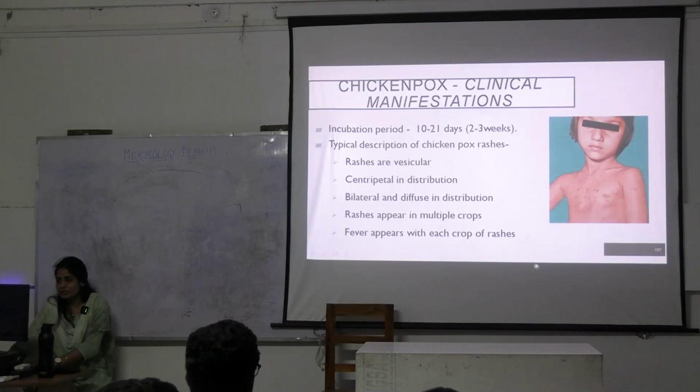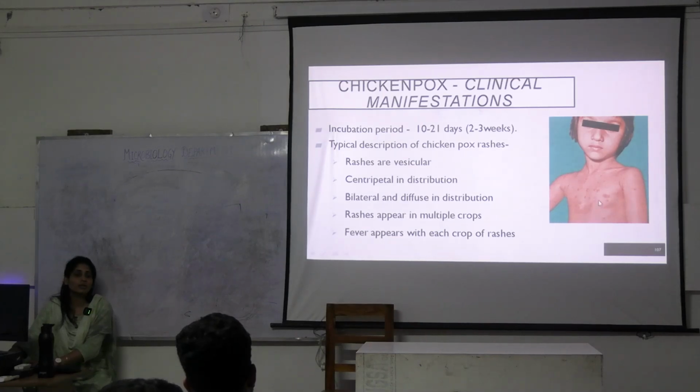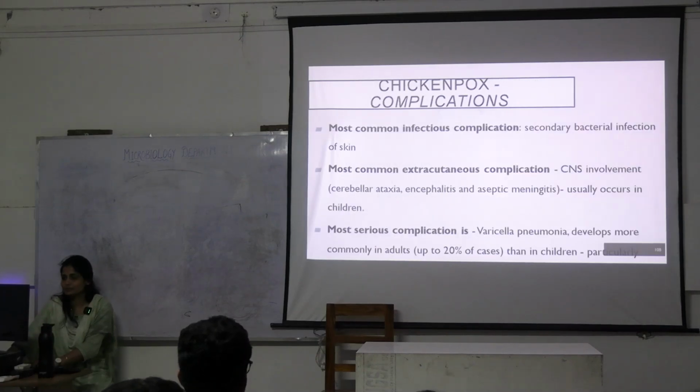How do you see chickenpox? Centripetal development of rashes. It will start here and spread all over the body. Have you seen it unilateral anytime? No, it's bilateral, it is diffuse and appears in crops. Many rashes will appear at once. Also, these rashes are vesicular. You know what is macular, papular, vesicular? Macule, papule, they are just eruptions from the skin, right?